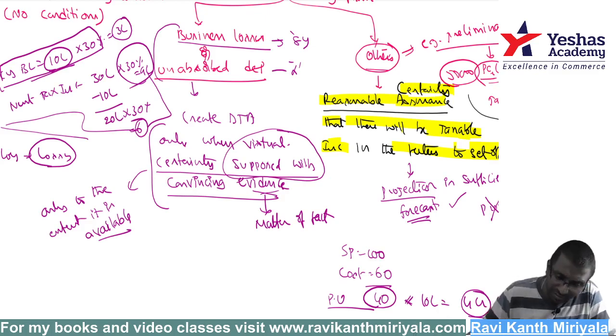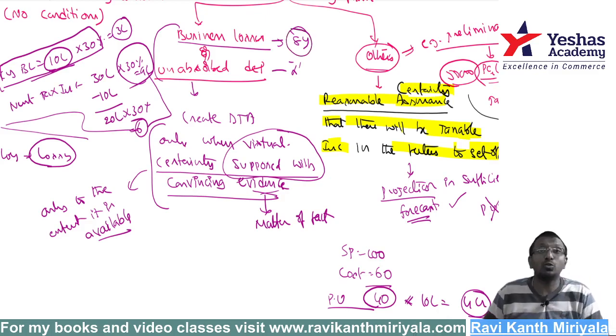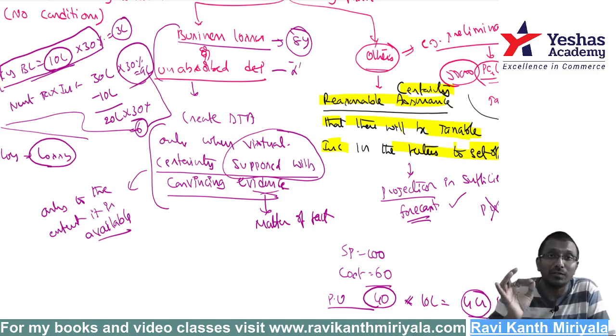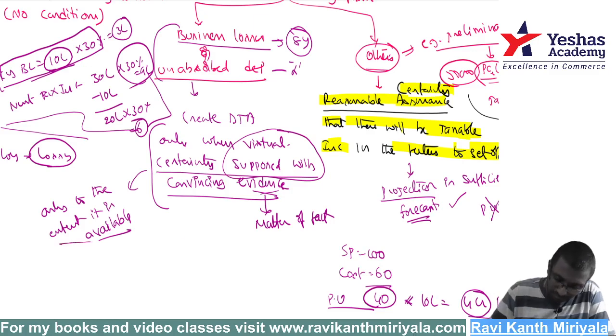Now, within 8 years, if you are able to get virtual certainty with convincing evidence, in whichever year you get that certainty, that year you can create deferred tax asset. But if you do not have any proof that you are going to get taxable profits in the future, then simply by projections, simply by forecasting, we are not allowed to create deferred tax asset. Okay, hope you understood.